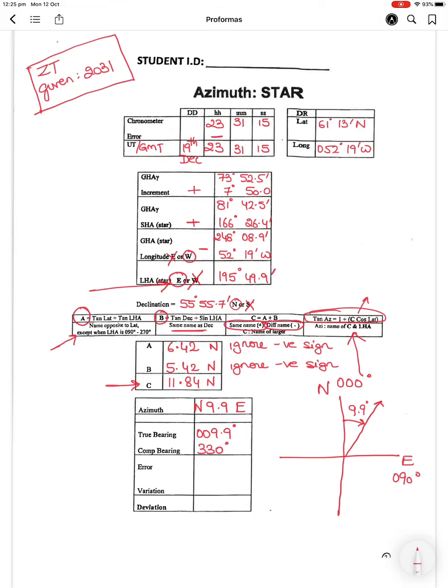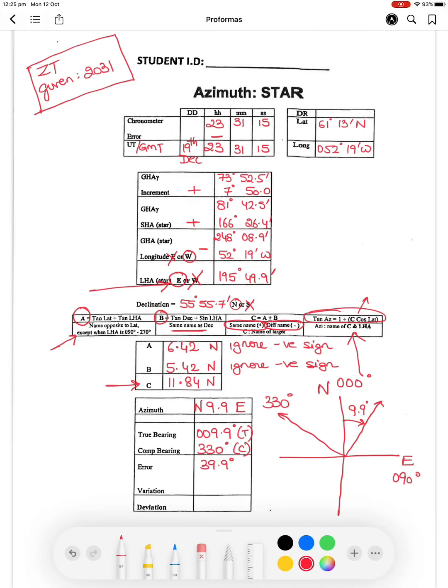What is your compass bearing? Your compass bearing is 330 degrees, given to you in the question. The difference between true and compass will give you the compass error. So here what is the difference? The difference is 39.9 degrees. Now why is it 39.9? Because if your compass bearing is somewhere here and this is 330, what's the difference? I'll change the color of the pen. You can see this is 30 degrees plus 9.9, 39.9 degrees. And because compass is less than true, true is ahead of compass. So therefore your error will be east.